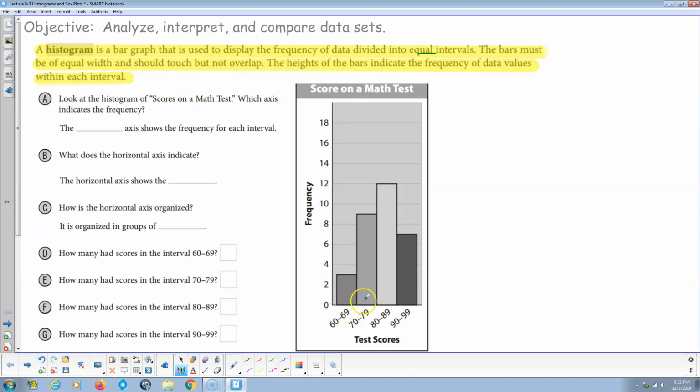Notice in the example, 60 to 69, that's 10 items. 70 to 79, that's 10 items. 80 to 89, that's the width of 10 items. 90 to 99 is the width of 10. They're all equal intervals. And then the heights of the bars represent the frequency of the data values in that interval. So which axis indicates frequency? That's the vertical axis.